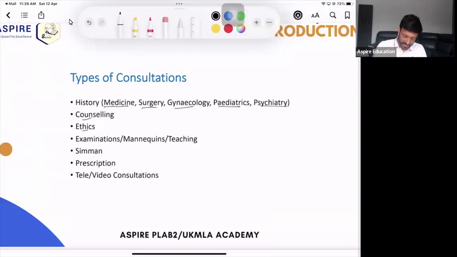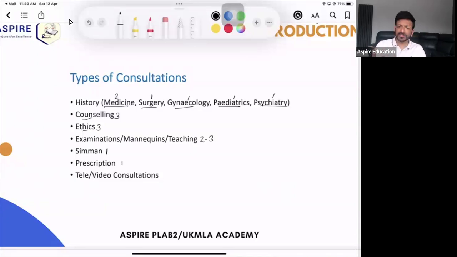Roughly, I can say how many scenarios come from each department. Again, it's not given to us by the GMC, but it is what we have observed in the last few years. They usually give one prescription, one SIMMAN, roughly 2 to 3 examination, mannequin or teaching stations, 3 ethical scenarios, 3 counseling scenarios, and then roughly 6 scenarios from history. So maybe 2 from medicine, 1 from surgery, 1 gynae, 1 pediatrics, 1 psychiatry. That's how it makes 16 scenarios. It's a mix of all kinds of scenarios, and that's really good about this exam.